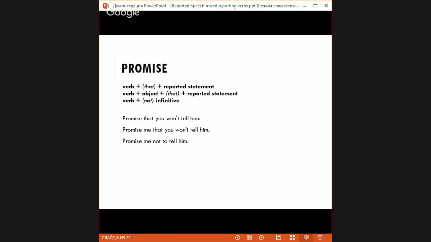The next verb, we have promise. It can be used with just reported statement, or we will have to use after it whom we said that, or just infinitive. With object as well. Sorry, this is probably my mistake. Yes, it must be with object. So promise that you won't tell him, promise me that you won't tell him, and promise me not to tell him.